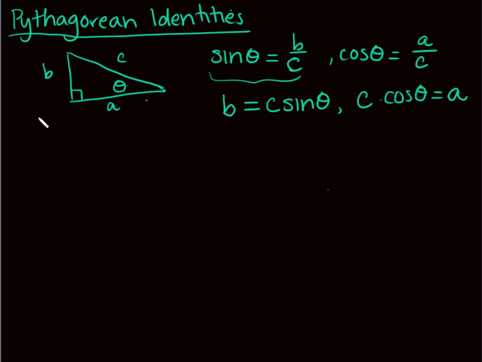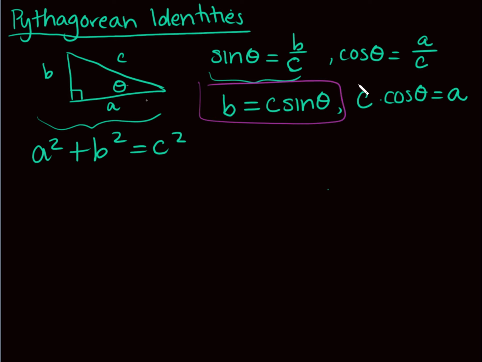And then what else do I know about a right triangle? Well, we had already said this before. We know that a squared plus b squared equals c squared. So I'm going to take what I have for a and b, and I'm going to substitute it in for my a here and my b here. So what do I get? Oh, I probably should have had sine first. It doesn't matter, you guys.